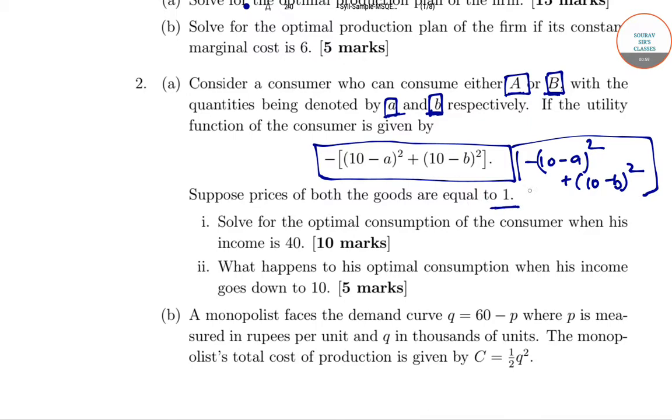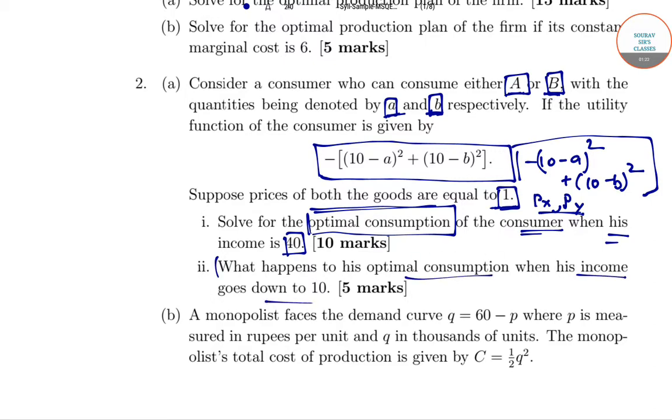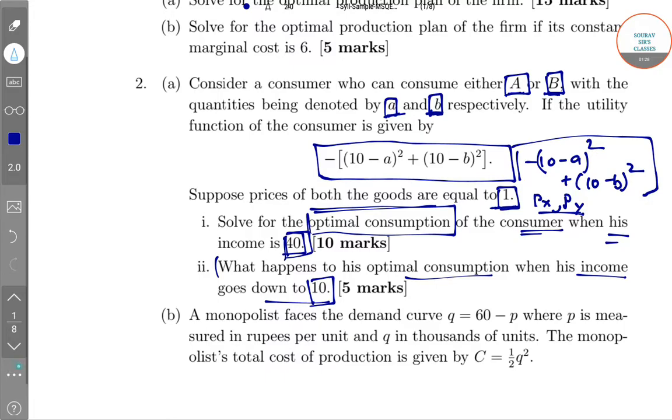Suppose the prices of both goods are equal to 1, so Px and Py equal 1. Now we have to solve the optimum consumption of the consumer when his income is 40. And there is another part which says what happens to optimum consumption when his income decreases by 10 units. So we'll do these two questions now.